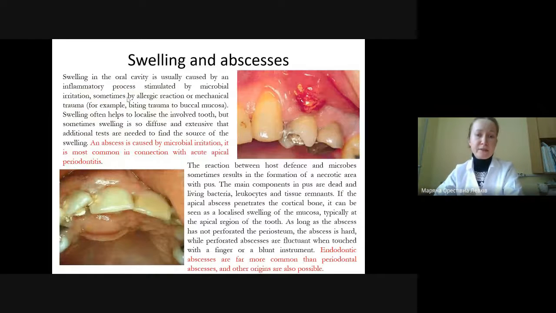Swelling and abscesses are usually caused by an inflammatory process stimulated by microbial irritation, sometimes by allergic reaction or mechanical trauma, for example, biting trauma onto buccal mucosa. An abscess is caused by microbial irritation. It is most common in connection with acute apical periodontitis. But nevertheless, not only endodontic abscesses are typical, but also periodontal abscesses can be found in the oral cavity.